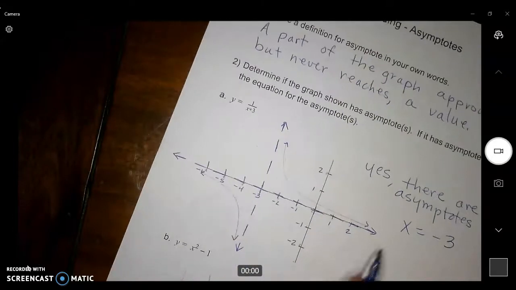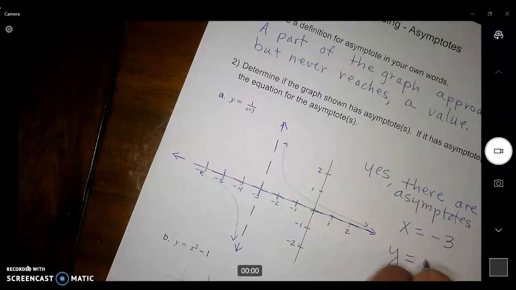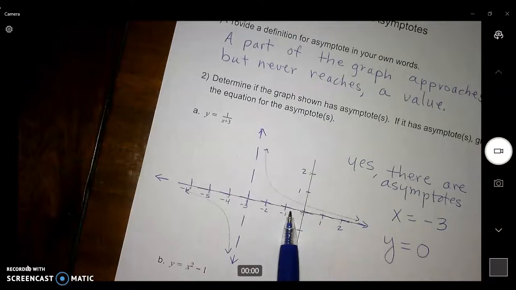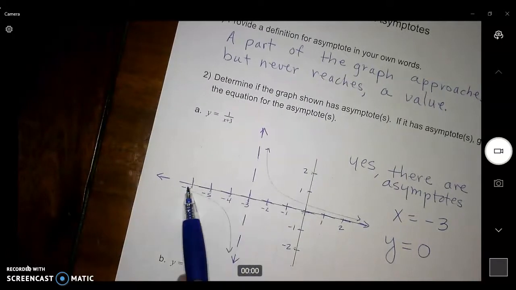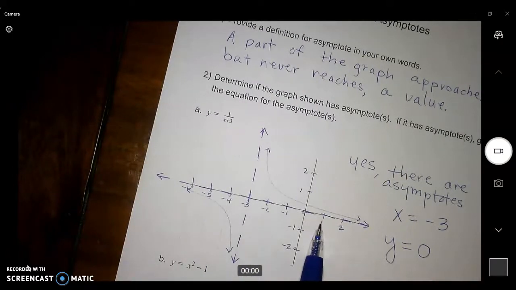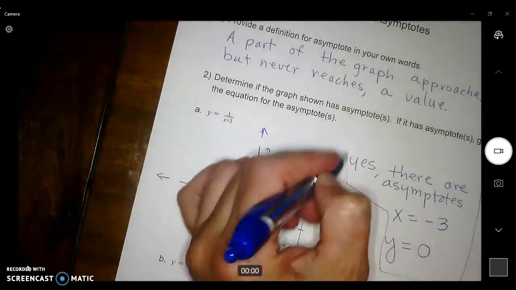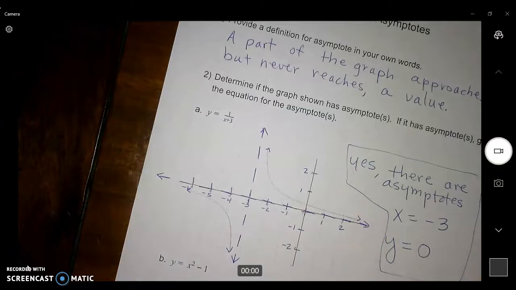And oddly enough, the equation for the x-axis is y equals 0, because every one of these points on here has a 0 for their y value. This would be 2, 0. Here's 1, 0. 0, 0, -1, 0, -2, 0. So they all have 0 for y. So yes, there are asymptotes for part A, and here they are.